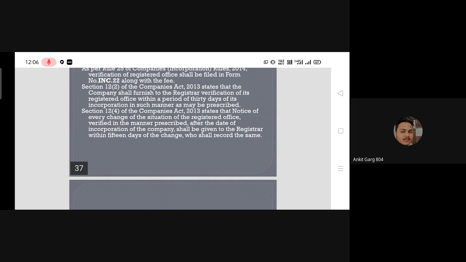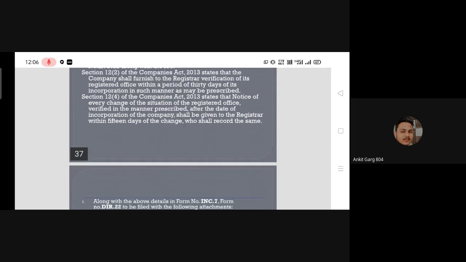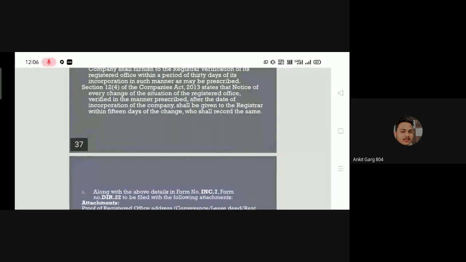According to the Companies Act 2013, it is necessary to inform the registrar within a period of 30 days since the incorporation of the company. Section 12, subsection 4 of the Companies Act 2013 states that notice of every change of situation of the registered office, verified in the manner prescribed after the date of incorporation of the company, shall be given to the registrar within 15 days of change, who shall record the same. In this section it is written that if there is a physical change in the location of the company, we shall inform the registrar of companies within 15 days.